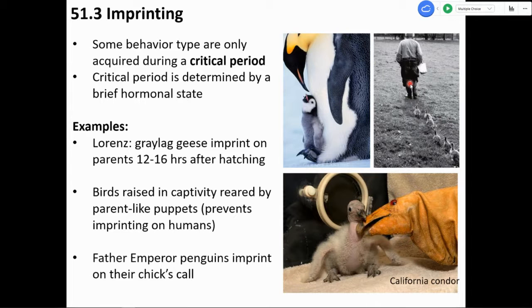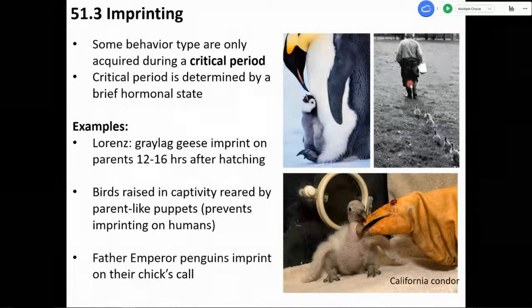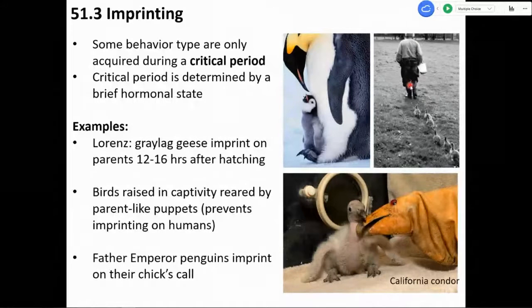He also did experiments with different workers who wore different colored boots at the critical period. Then when all these little chicks were in a big group together, people with different colored boots on could walk in different directions, and those little chicks that had imprinted on different colored boots would separate out according to those boot colors.